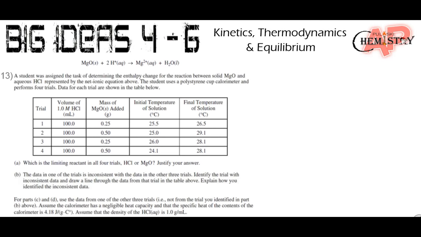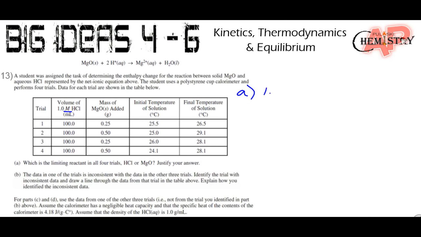Okay, this next problem has a bunch of data, and they give us an equation where they're taking MgO and adding HCl to it, and they're trying to find out the enthalpy change or the heat flow change. So A, which is the limiting reactant in all 4 trials, HCl or MgO? All right, so what you need to know is how much you have of each. The HCl is based off of molarity.